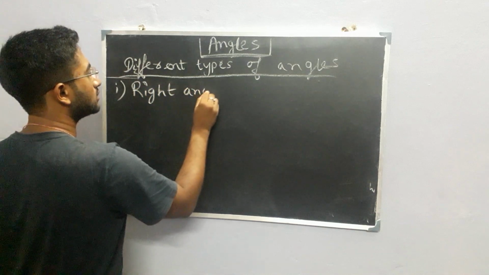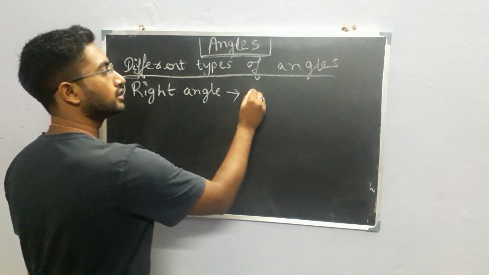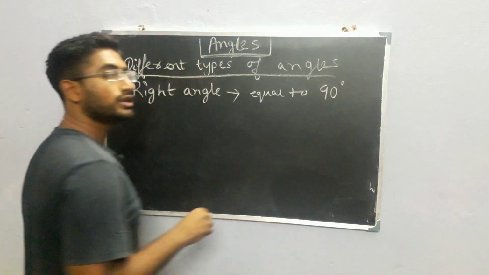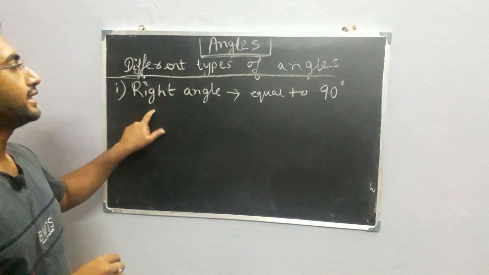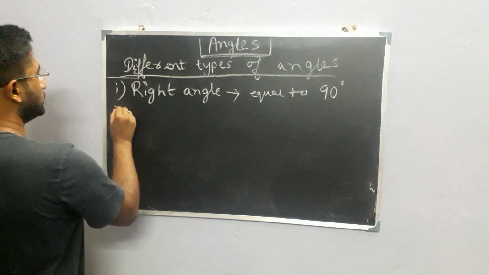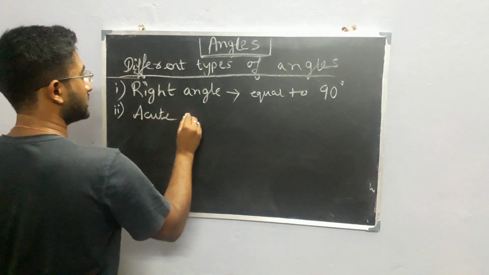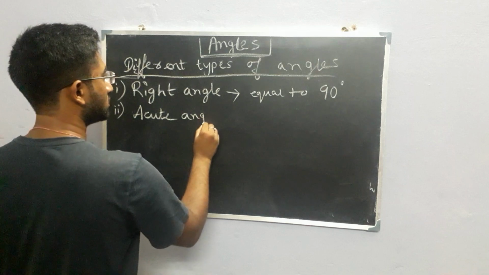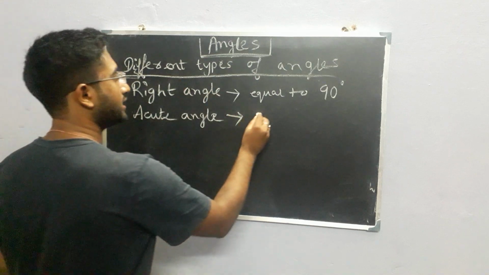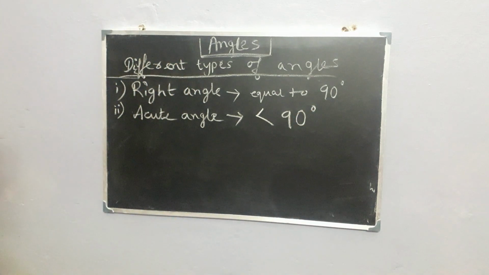right angle. Now what do you mean by right angle? Angle which is equal to 90 degree, which is exactly equal to 90 degree, is known as right angle. All right, now next, after right angle, you will find acute angle. Now what is acute angle? Angle which is less than 90 degree.